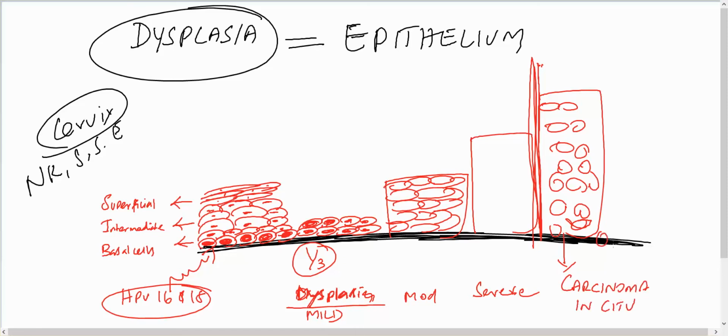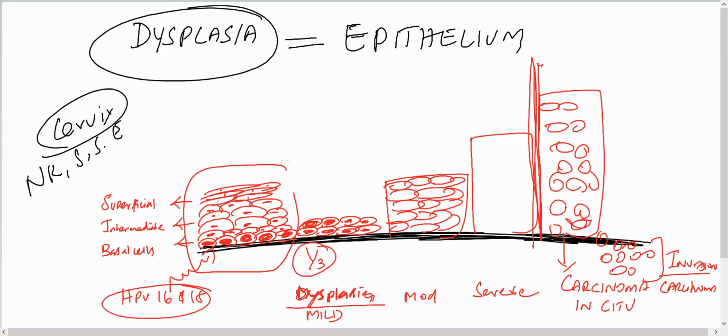But if they come out of the basement membrane, then it is invasion. This is invasion, which means it is becoming carcinoma. Once again I am telling, this is the normal structure of the cervical epithelium, that is they have basal cells, intermediate cells, superficial cells.